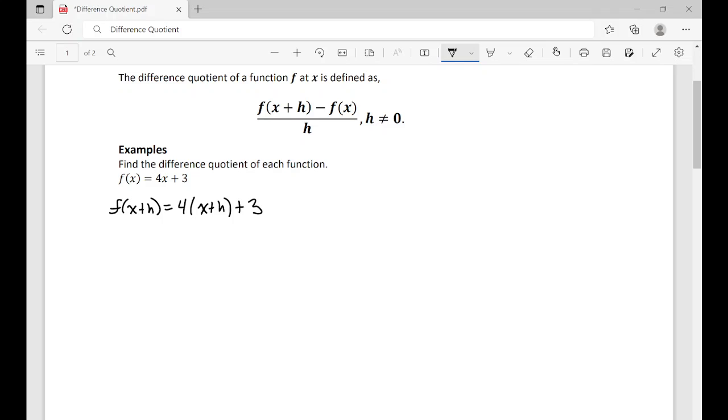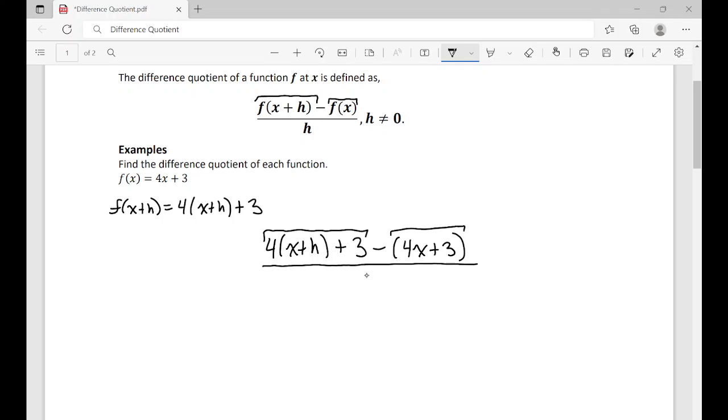In our difference quotient, f of x plus h, we're going to write that in: 4 parentheses x plus h plus 3. So that's the first part here. The next part is minus f of x, and f of x here is 4x plus 3. You need to put this part in parentheses because it's a very common mistake. So there is the last part, and then it's all divided by h.